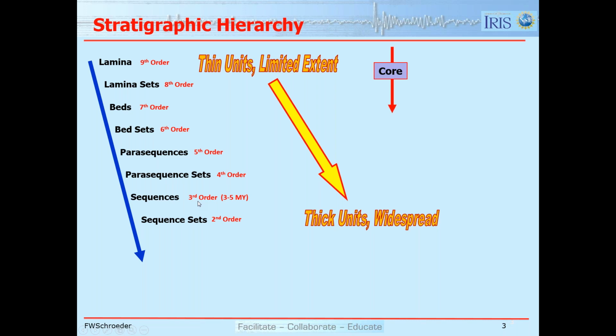If we're looking at core data, typically what we would be looking at are lamina sets, beds, and maybe up into the bed set stage. If we're looking at logs, we can't see the lamina sets unless we have image logs. With most of the wireline logs, we're looking at beds and bed sets and parasequences, parasequence sets. With seismic, we can't see the really small stratal units or stratal divisions, but we can see parasequence sets, sequences, and sequence sets. Of course, seismic resolution is going to vary with the bandwidth of the seismic and how deep we are in the subsurface.